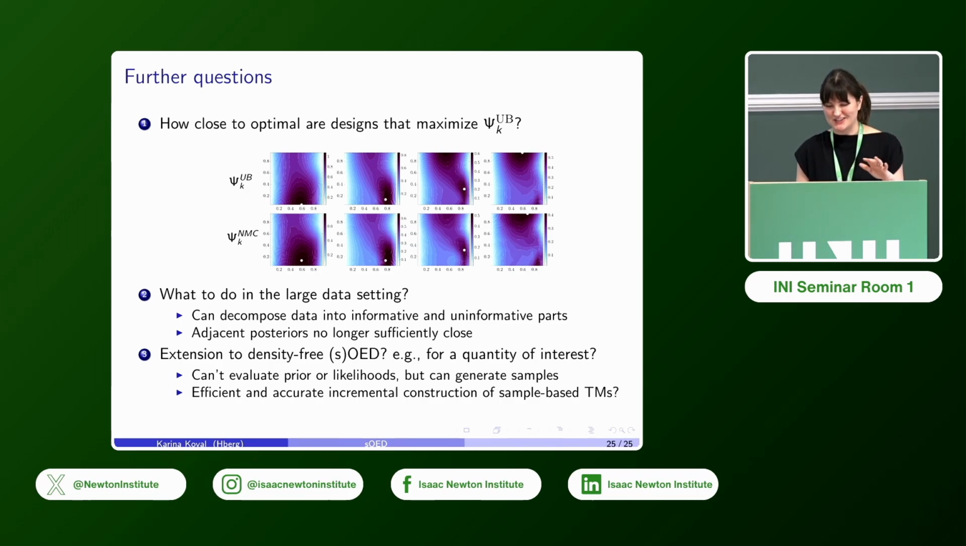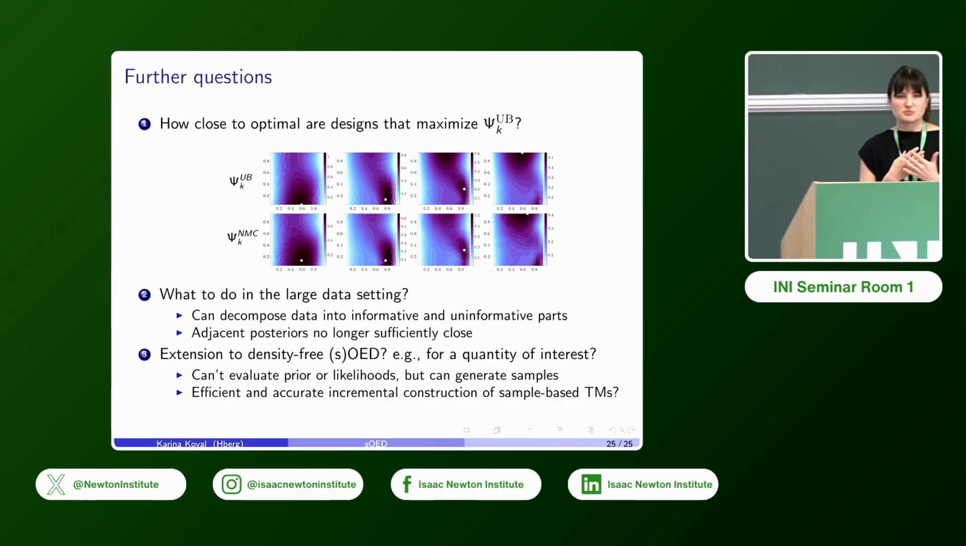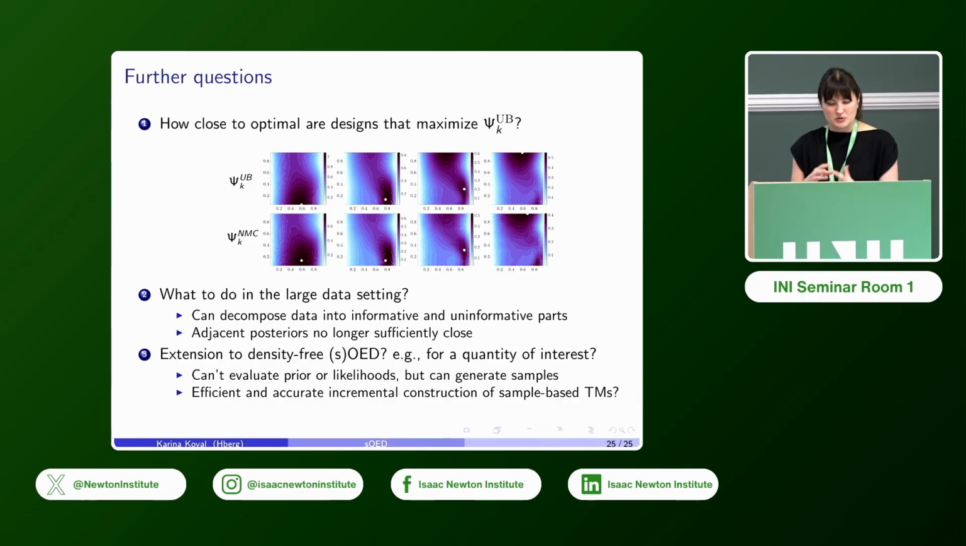Of course, that's not a very satisfying answer. We did test it with more accurate approximations of the incremental expected information gain. Also, we've assumed that we can only measure a small amount of data at a time, but what can we do in the large data setting, right? Because then the data dimension is also very large.